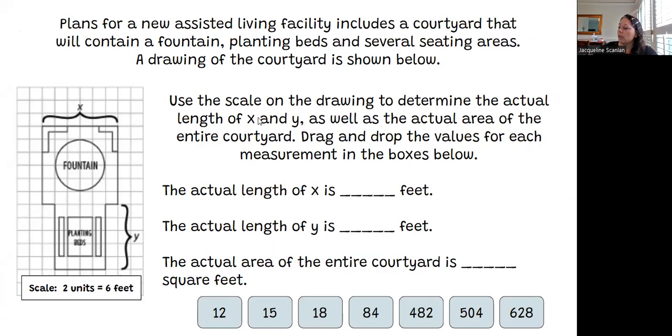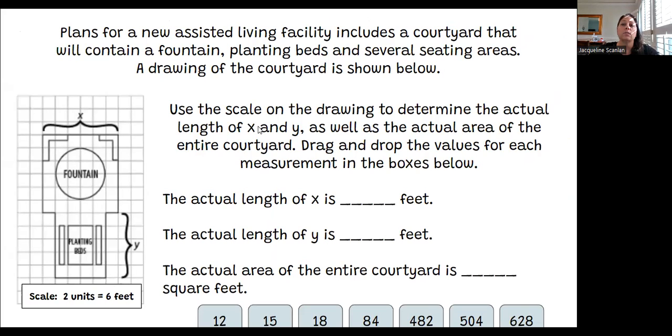It says plans for a new assisted living facility includes a courtyard that will contain a fountain, planting beds, and several seating areas. A drawing of the courtyard is shown below. Use the scale on the drawing to determine the actual length of X and Y, as well as the actual area of the entire courtyard. Drag and drop the values for each measurement in the boxes below.